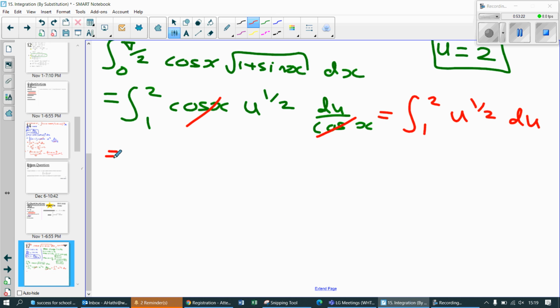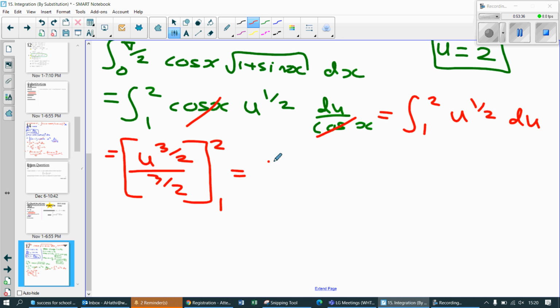So that is u to the 3 over 2 over 3 over 2. Don't forget to change the square brackets because we're using limits. And it's from 1 to 2, really, I should say. So that's 2/3 u to the 3 over 2, evaluated between 2 and 1. So 2 to the power of 3 over 2 is 2 root 2.